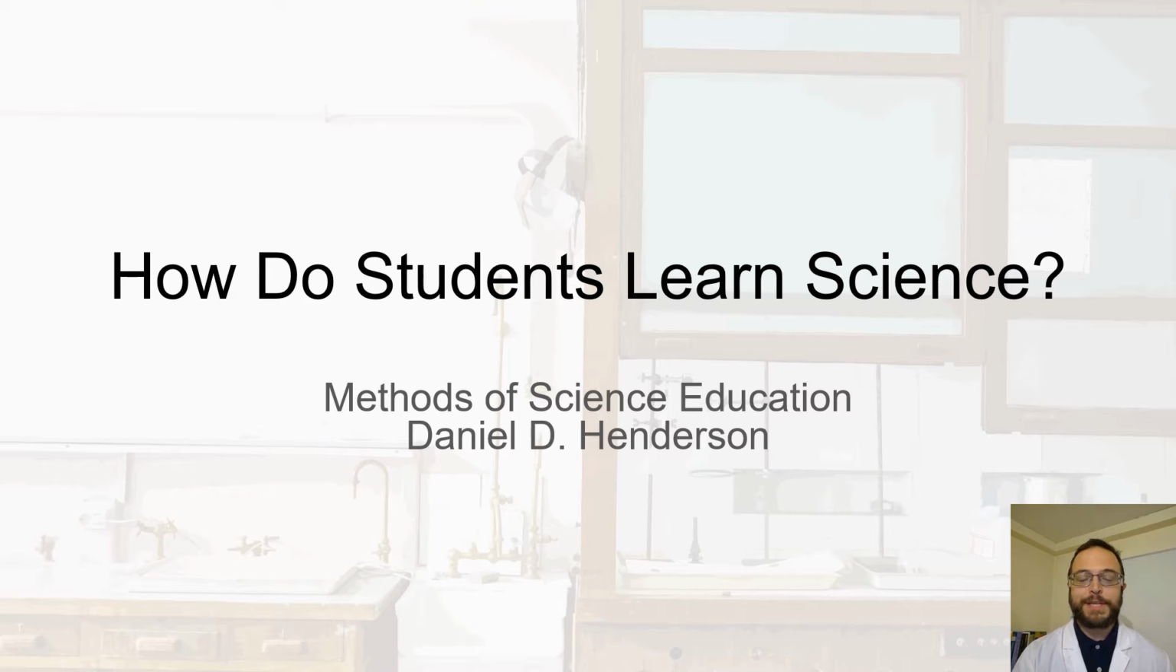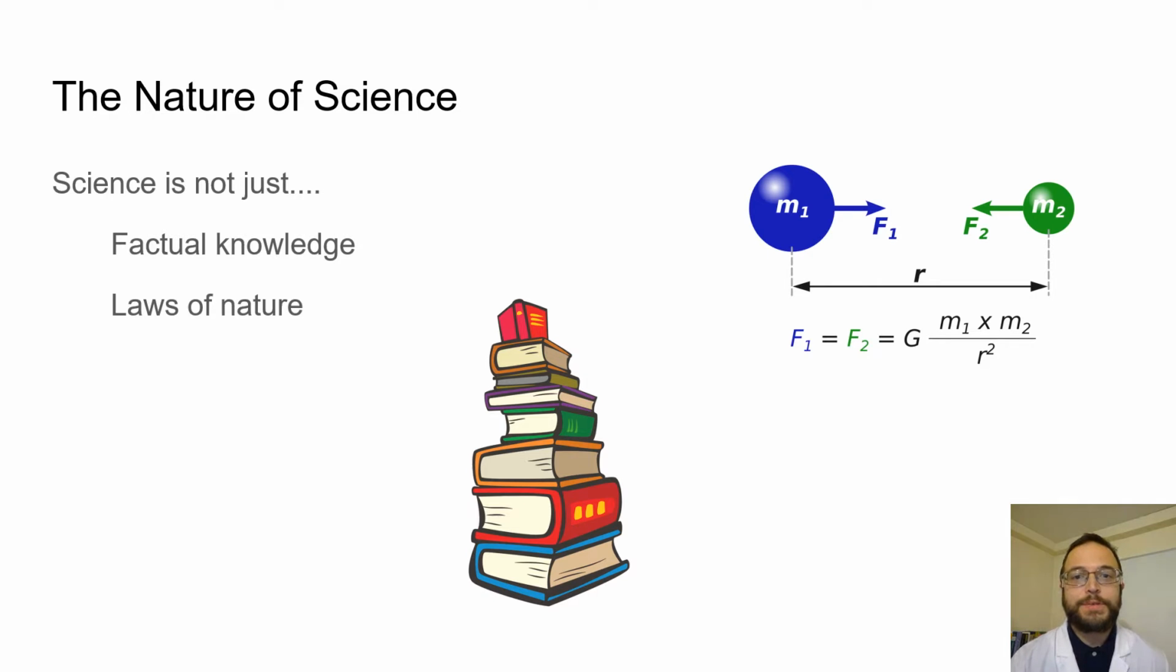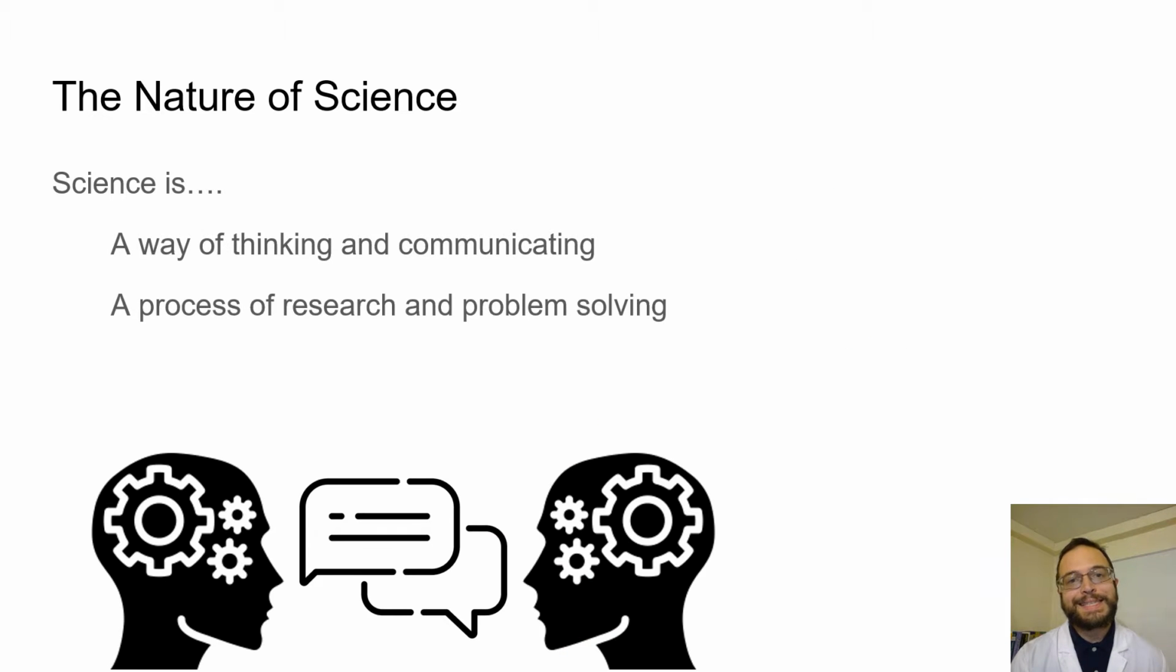How do students learn science? Students first must explore what science actually is, and they will see for themselves that science is not just a collection of facts. It's not merely a set of laws governing nature. Science is the process of thinking that seeks to research a phenomenon or solve a problem.